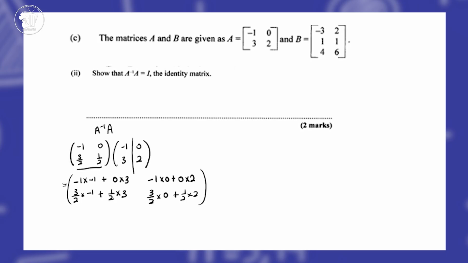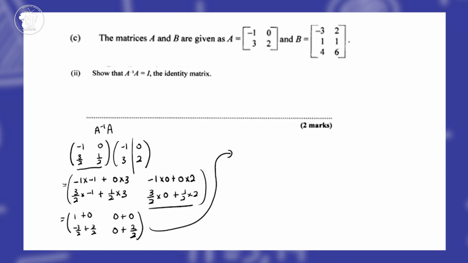And then we do some simplification. Negative 1 times negative 1 would be 1, plus 0 times 3 would be 0. Let's work out this piece. Negative 1 times 0 would be 0, plus 0 times 2 would be 0. Let's work out this piece now. 3 over 2 times negative 1 would be negative 3 over 2, plus 1 over 2 times 3 would be 3 over 2. Move on to this piece now. 3 over 2 times 0 would be 0, plus 1 over 2 times 2 would be 2 over 2.